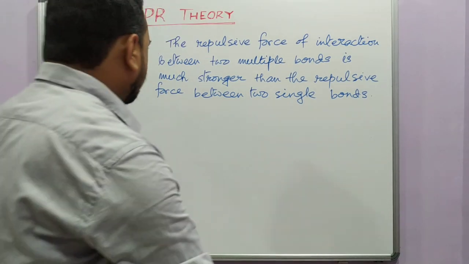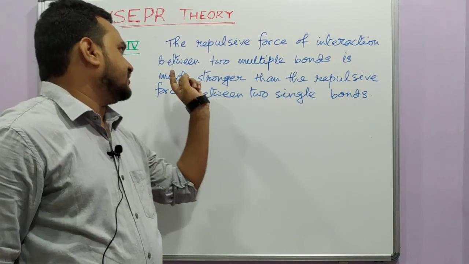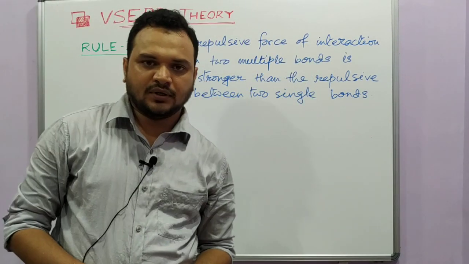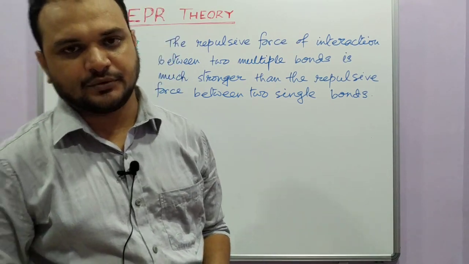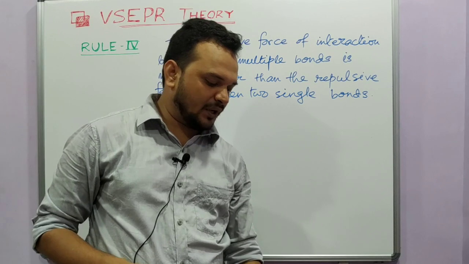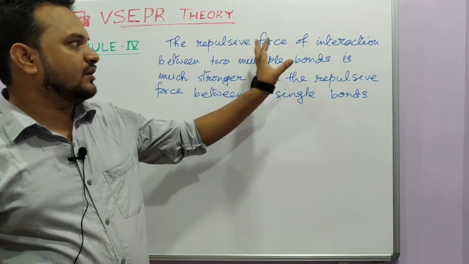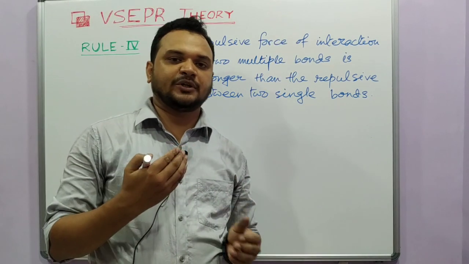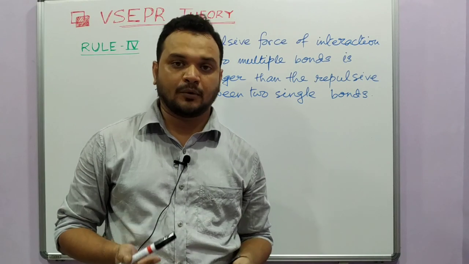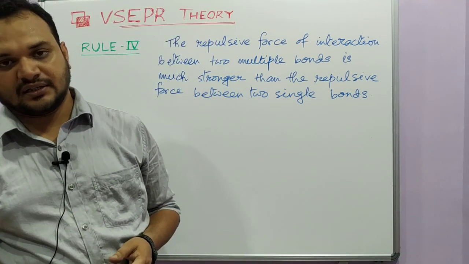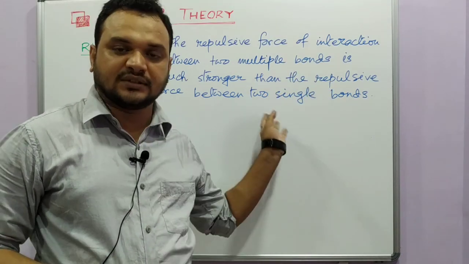Now rule number 4 is saying that the repulsive force of interaction between two multiple bonds is much stronger than the repulsive force of interaction between two single bonds. You know, multiple bonds mean double bond, triple bond, like that. So the meaning of this rule is the repulsion between two triple bonds will be greater than the repulsion between two double bonds. That will be further greater than the repulsion between a single bond and a single bond.